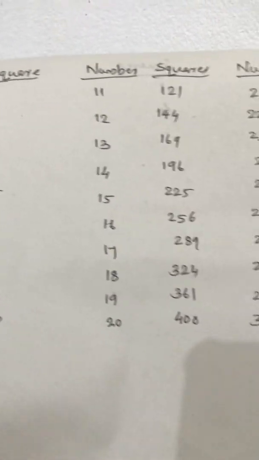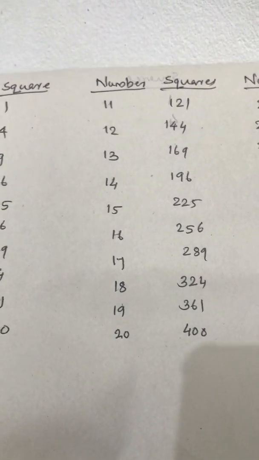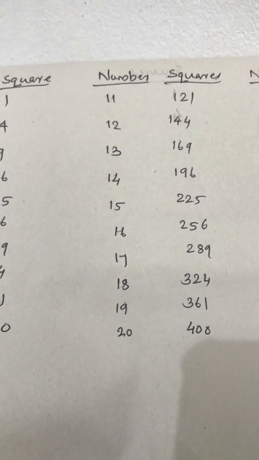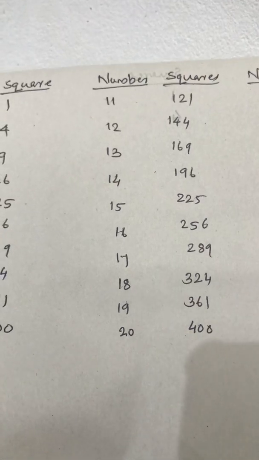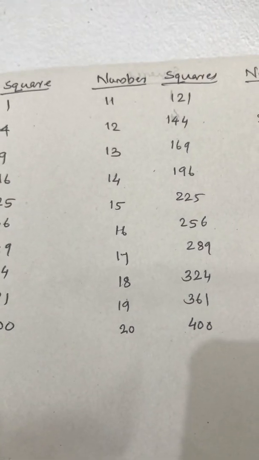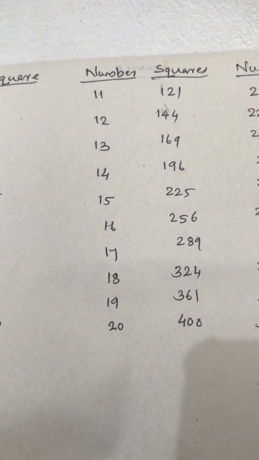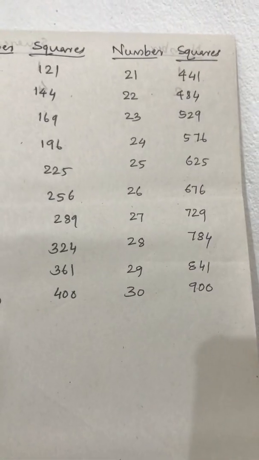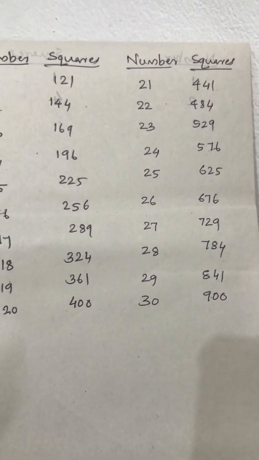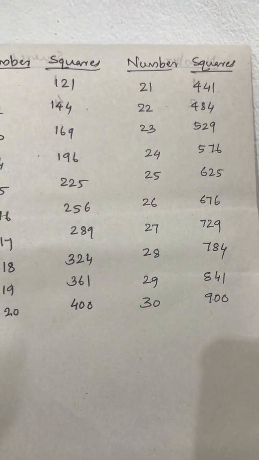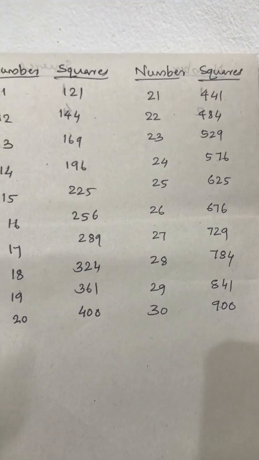Now you look at the squares of the numbers from 11 to 20. When you check, you can see the units place will be only these digits. Which digits? 0, 1, 4, 5, 6 or 9. Only these digits come in the units place. Now we check the numbers from 21 to 30 also. We can see the units place of the square numbers are 0, 1, 4, 5, 6 or 9.